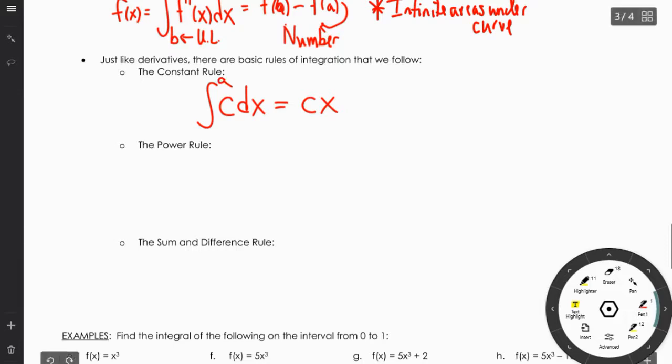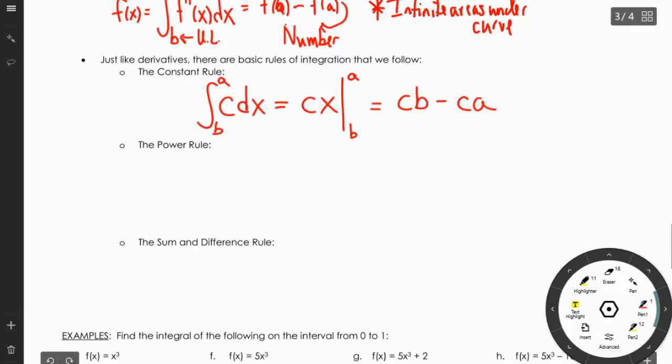Now, if we had an upper limit and a lower limit, you would see this kind of notation, which means you're going to evaluate this function from a to b. So you're just going to do c times b minus c times a. And if you have numbers there, and we'll do some specific examples in a second, you would just subtract this multiplication and that multiplication.